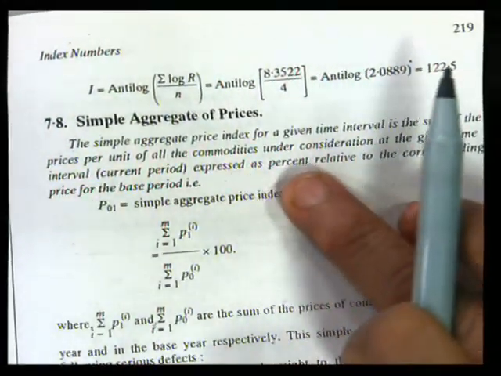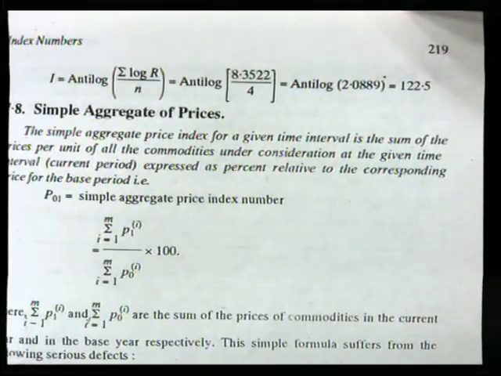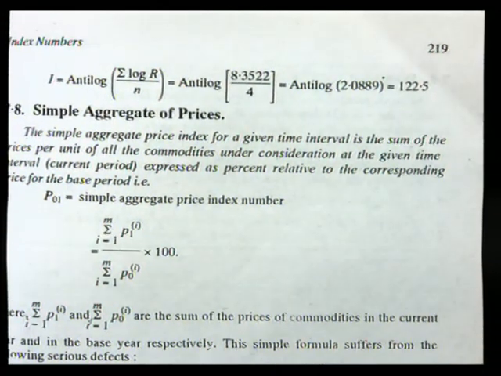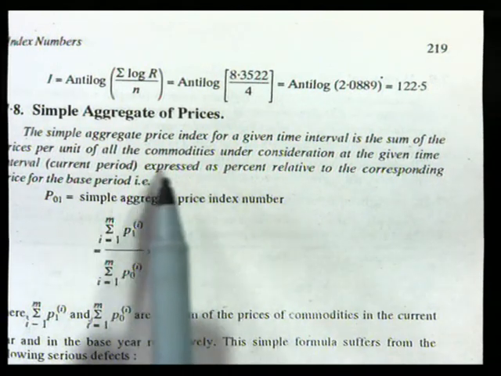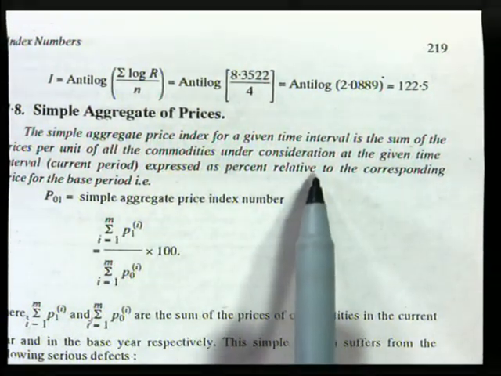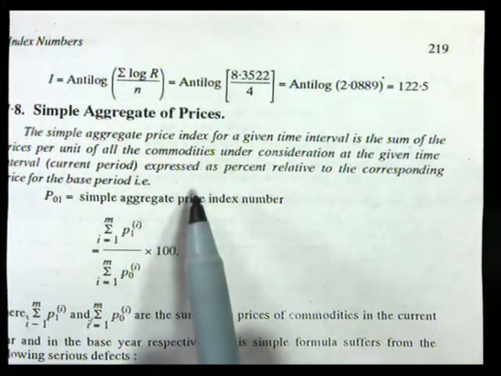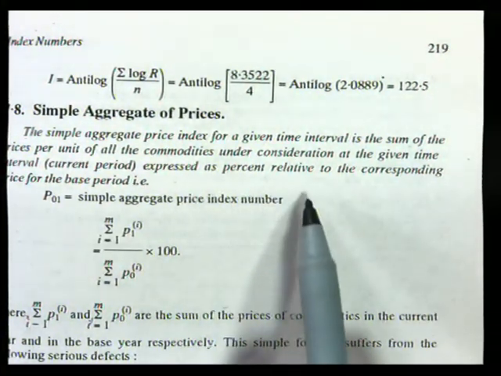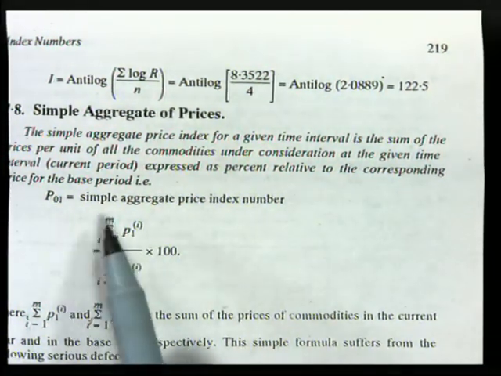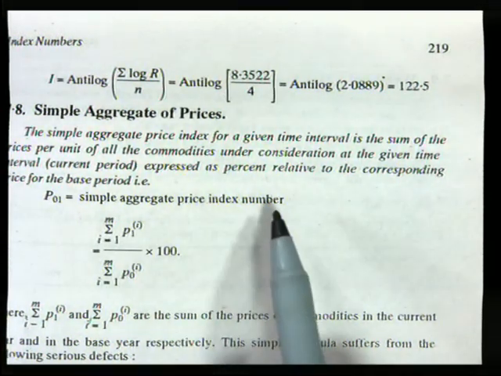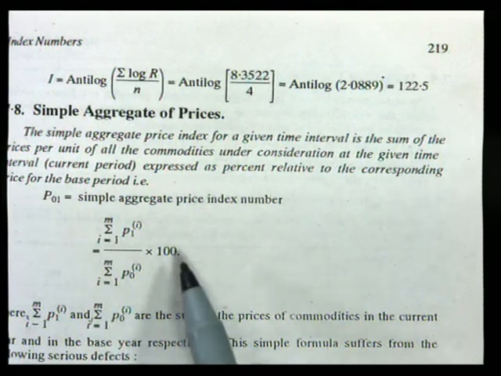The simple aggregate of price index for a given time interval is the sum of the prices per unit of all the commodities under consideration at the given time interval, that is the current period, expressed as percent relative to the corresponding price for the base period. That is, P01 is the simple aggregate price index number which we want. Its formula is sigma P1 upon sigma P0 multiplied by 100.